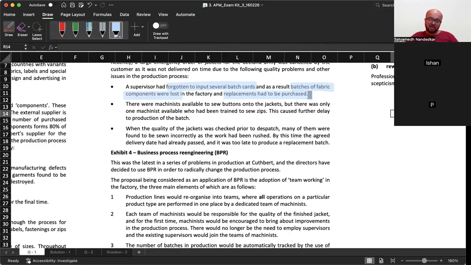There were machinists available to sew buttons onto the jackets, but there was only one machinist available who had been trained to sew zips. This caused further delay to the production of the batch. When the quality of jackets was checked prior to dispatch, many of them were found to be sewn incorrectly as the work had been rushed. So there was a problem in the sewing as well. By the time, the agreed delivery date had already passed and it was too late to produce a replacement batch.